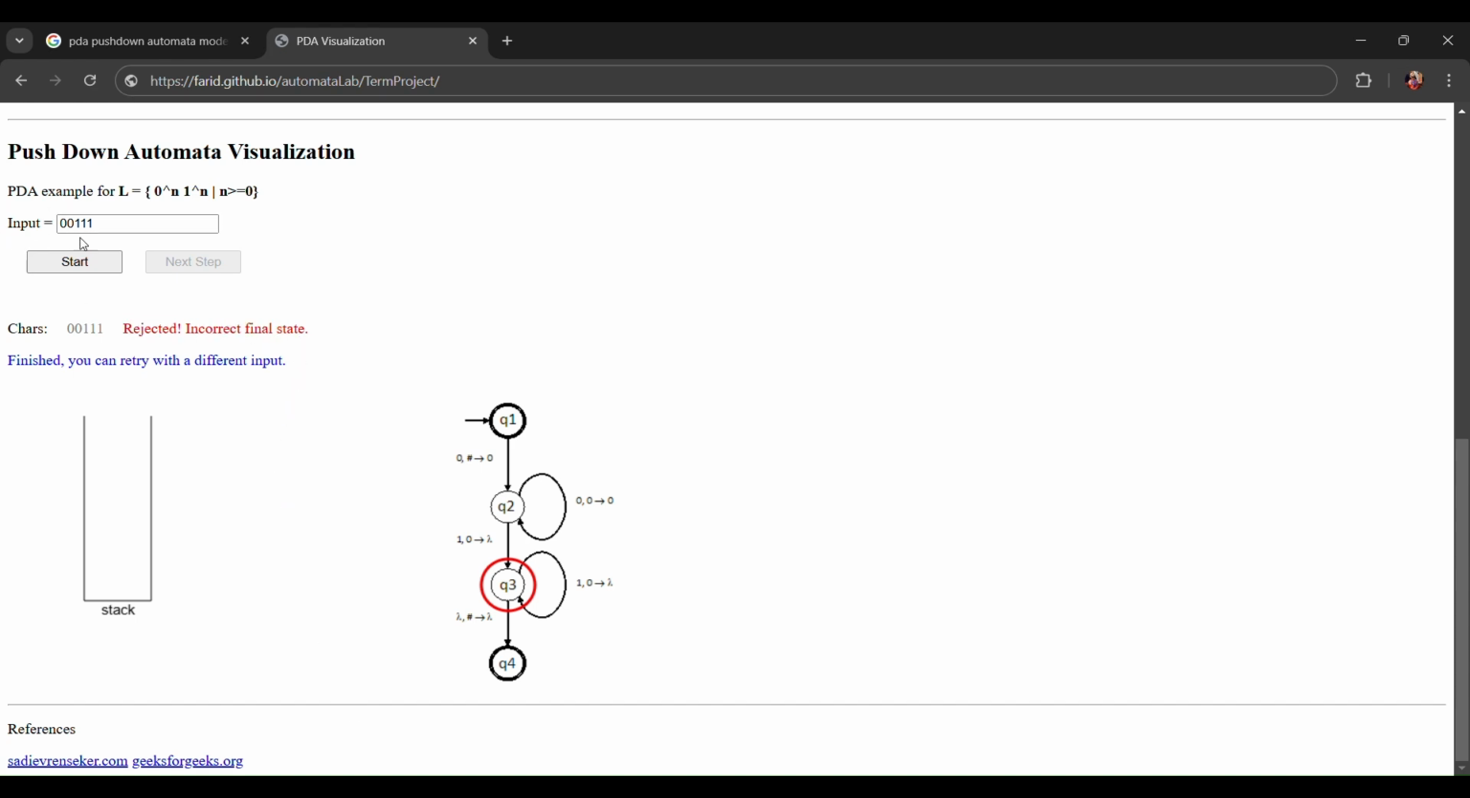So if we pass an equal number of zeros followed by an equal number of ones, that is when our string gets accepted, or else it gets rejected.